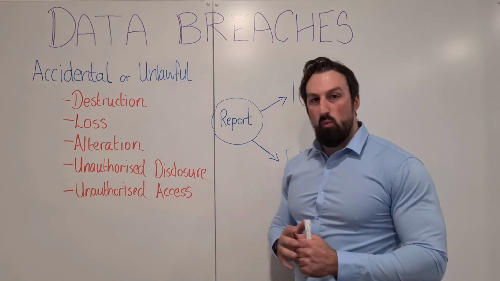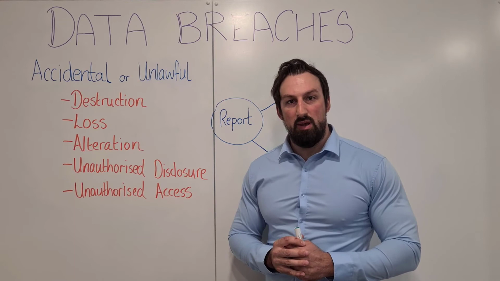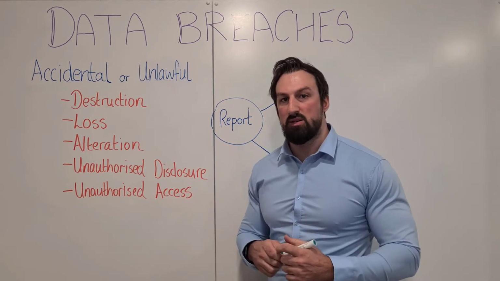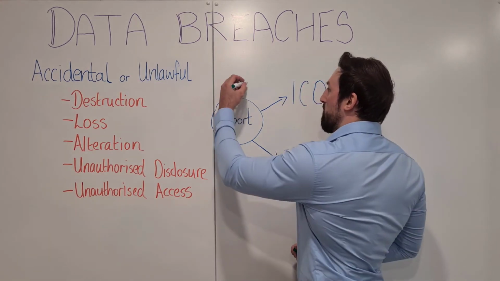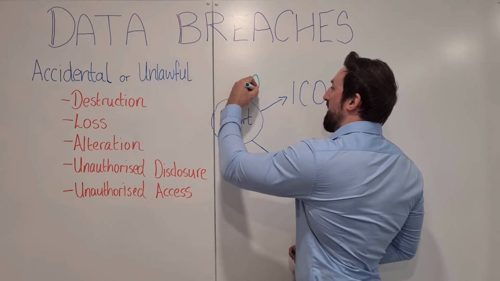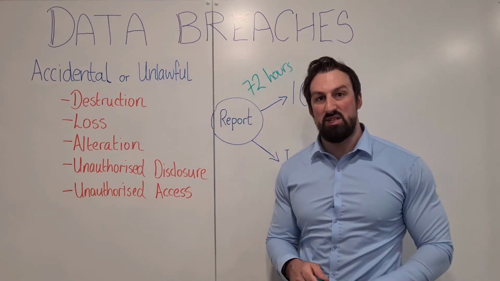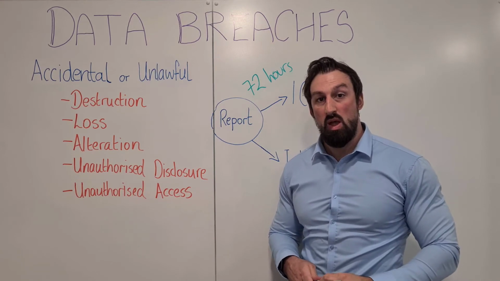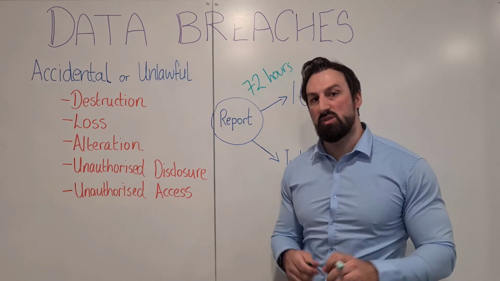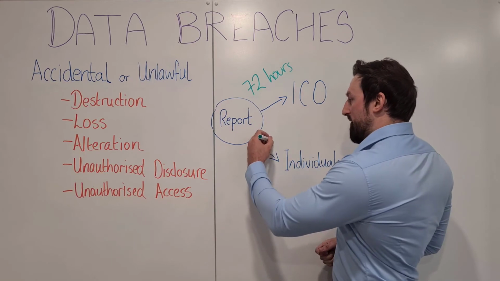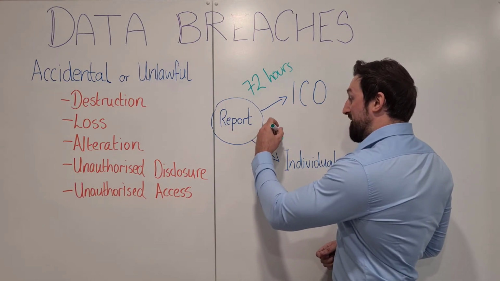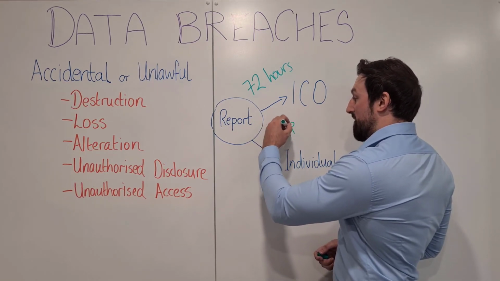In instances where a breach is so serious that those things are likely to occur, then the school has a duty to report the breach to the ICO within 72 hours. And where there's a high risk of those things occurring, then the school must tell the individuals concerned as soon as possible.